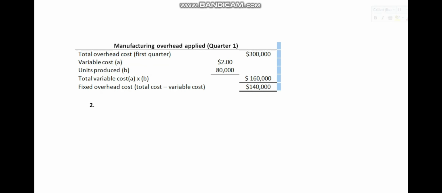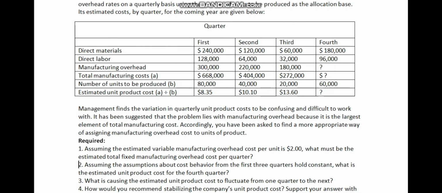Now requirement number 2. It says that assuming the assumptions about the cost behavior from the first 3 quarters hold constant, what is the estimated unit product cost for the fourth quarter? It's asking us to calculate this value.